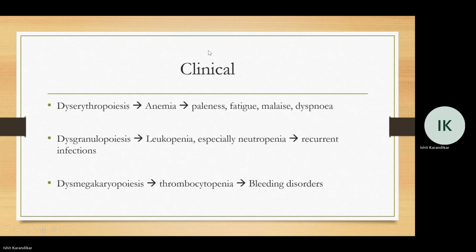Right, this is important clinically as the most common symptom is anemia because of dyserythropoiesis. Clinically, this will present as paleness, fatigue, malaise, dyspnea. You'll have higher chances of recurrent infections because of the cytopenias, like the leukopenias. Might also have bleeding disorders and easy bruising because of the thrombocytopenias.